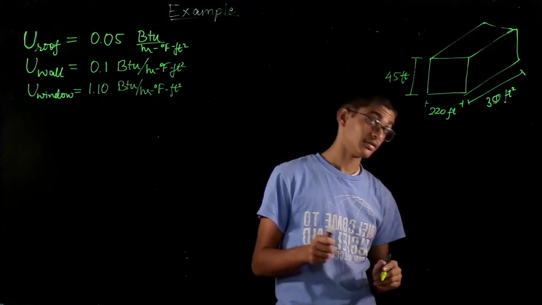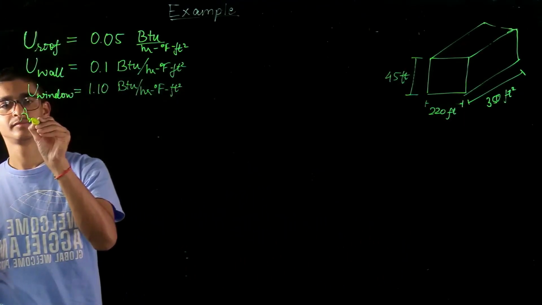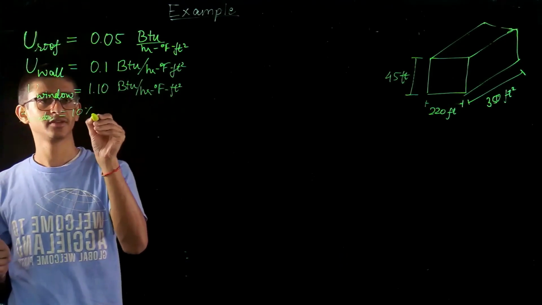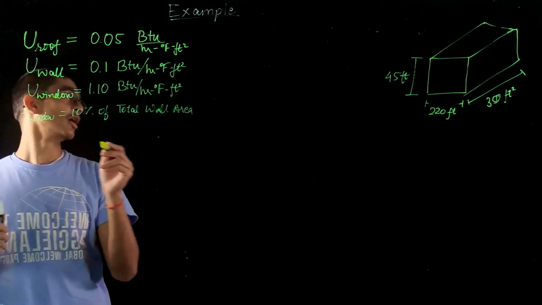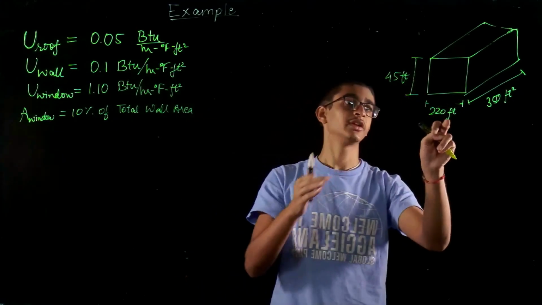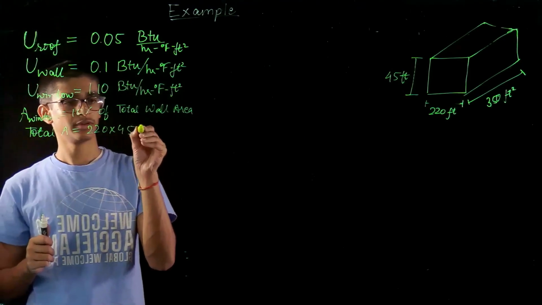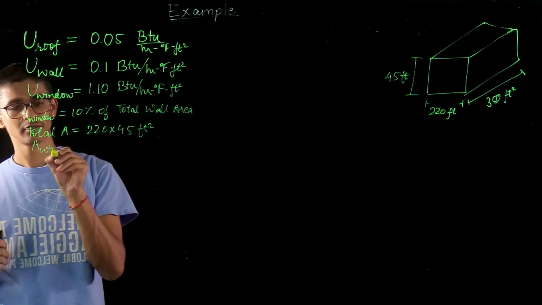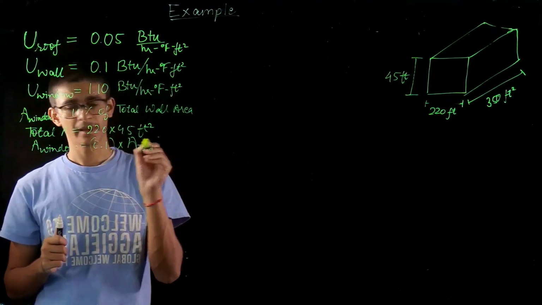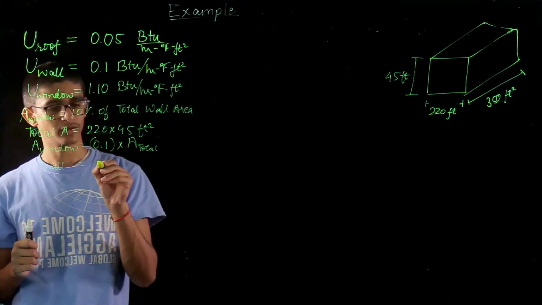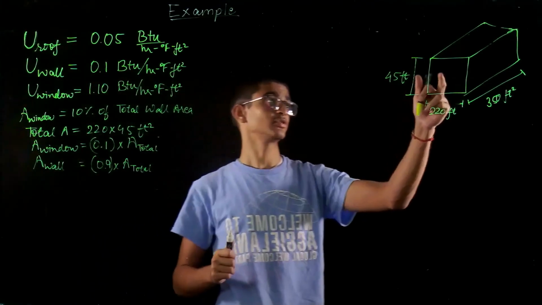Okay, and for the area of windows, so basically for each of the walls which we have, the 4 walls which we have, what we'll assume is the area of window is 10% of total wall area. So what that means is, if I have this front wall of 220 feet by 45 feet, the total area will be 220 into 45 feet square, and my area of window will be 0.1 times the area total, and my area of wall will be 0.9 times the area of total. And this applies to each of the orientations, so each of the walls which we have, the 4 walls.